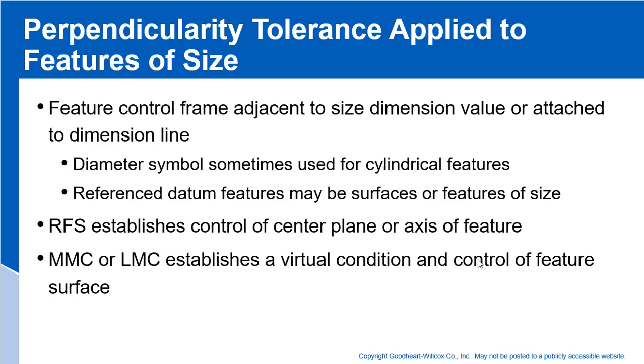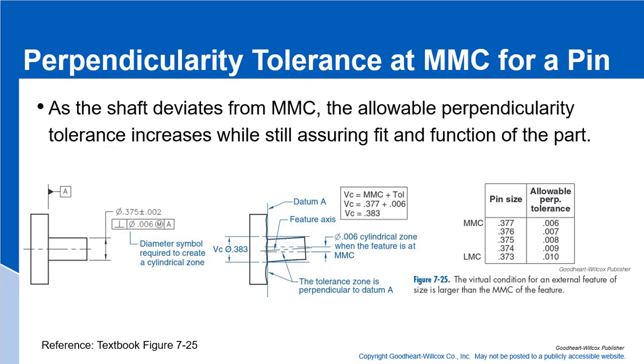RFS establishes control of the center plane or axis, whereas MMC or LMC establish a virtual condition and control the surfaces of the features. So what does that mean? Let's talk about perpendicularity tolerances at MMC applied to a pin.